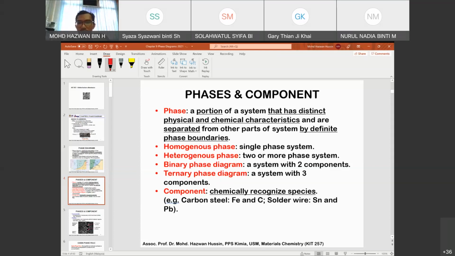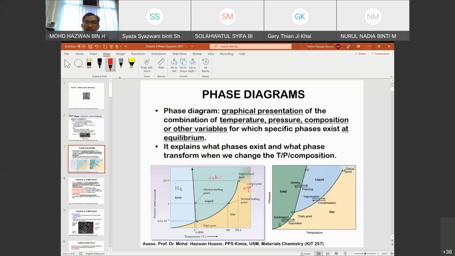And phases are separated from each other in a system by a definite phase boundary. So remember, if you see over here, there is a line, right? This is the phase boundary, sempadan fasa, that separates different phases. You have solid and liquid, separated by a boundary, sempadan. So we call this a phase boundary.